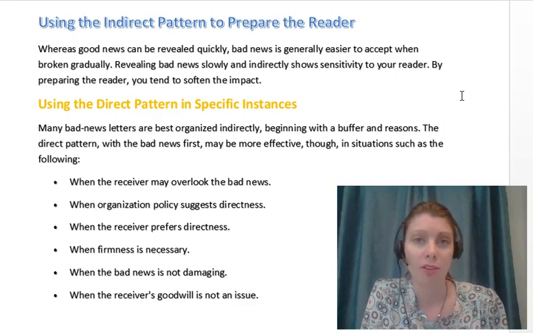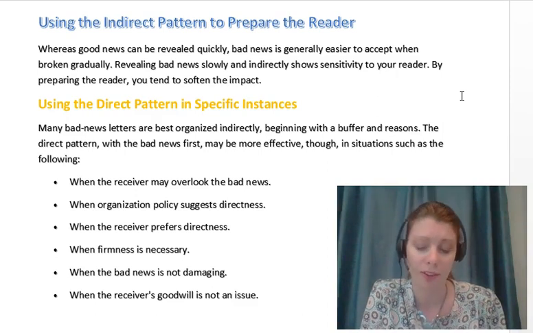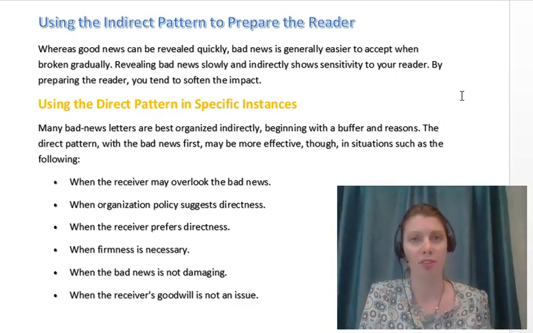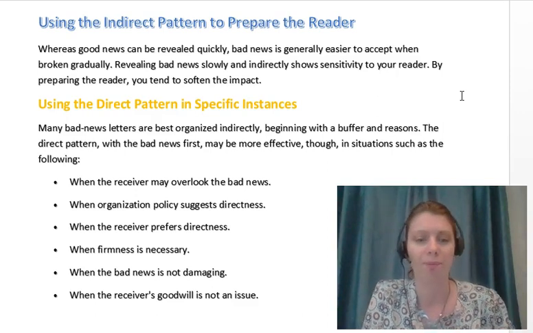Another time to use the direct pattern would be when organization policy suggests directness. Some companies do expect all internal messages and announcements, whether they be good or bad news, to be straightforward and presented clearly and right away.